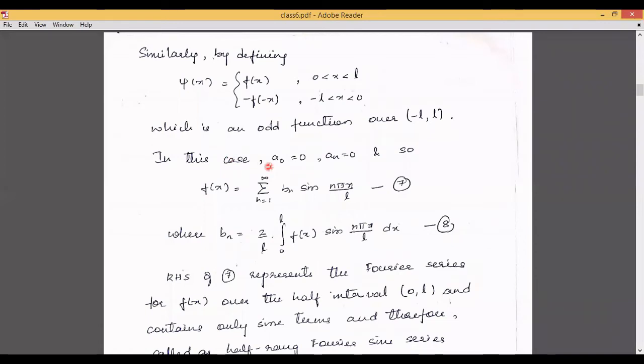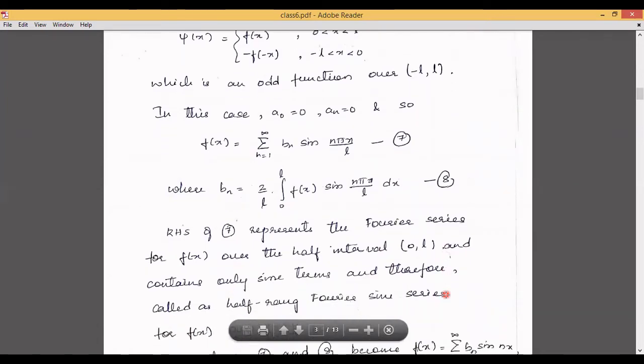In this case, a naught and a n are 0, b n is not 0. Okay, so f of x is equal to summation n equal to 1 to infinity b n sine n pi x by L, where b n is equal to 2 by L integral 0 to L f of x sine n pi x by L dx. And here the RHS of this 7 represents the Fourier series for f of x over the half interval 0 comma L and contains only sine terms, and therefore it is called the half-range Fourier sine series for f of x.